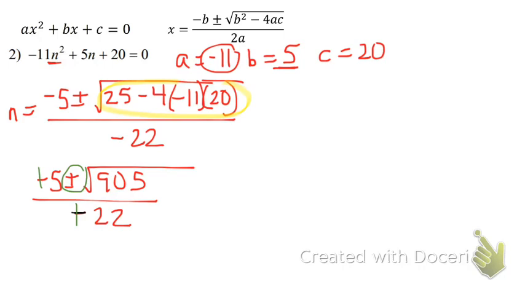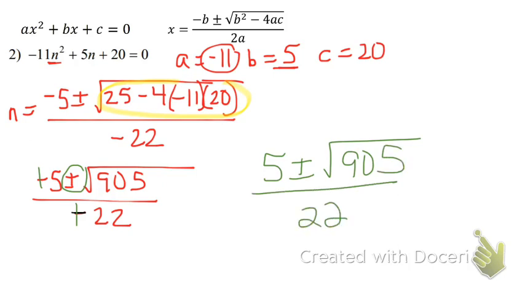So what you end up with in your final answer is 5 plus or minus the square root of 905 all over 22. So again, what happened there? If the denominator is negative, change the signs of all three pieces, even though this one, the middle one, doesn't really change.